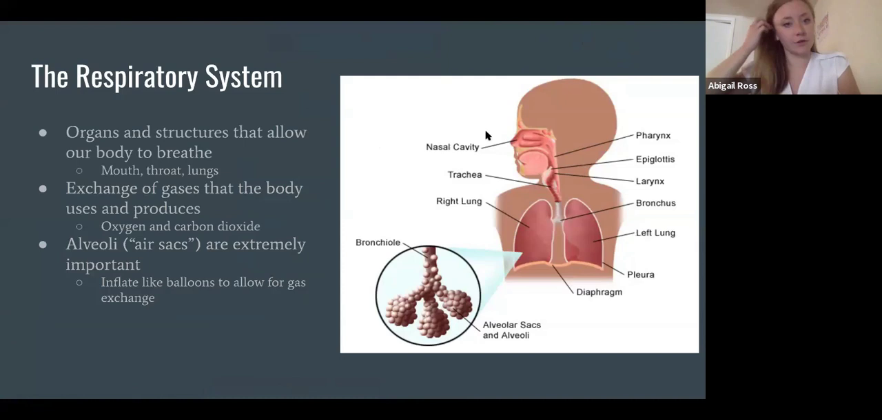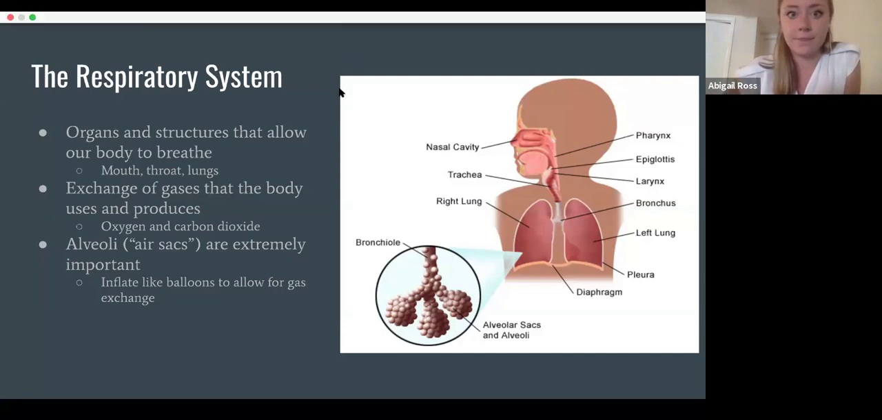So the most important things: you have your lungs, your mouth, and your throat. These are really important. These are organs and structures that allow us to breathe. We need to exchange gases. That's what breathing is. We take in oxygen and we exhale a gas called CO2, or carbon dioxide. And we need to keep a balance of these gases in order for our organs to work right. Our lungs play a really important role in what we call gas exchange.